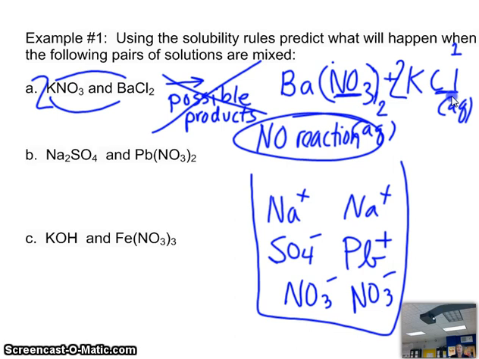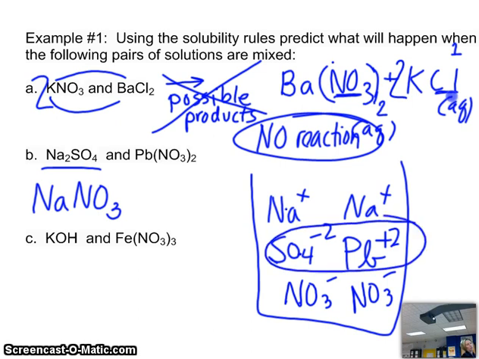So what can you make? Remember, opposites attract. Well, put together this is +2 and this is -2. Put together your pluses and your minuses, right? Well, this plus could get together with this minus, but that's what we had, right? This plus can get together with this minus. So that's a new possible product, would be your NaNO3. Another new possible product would be these two getting together, right? Your PbSO4.